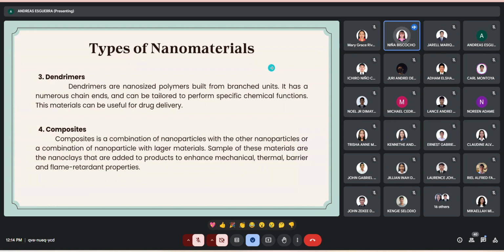Next is dendrimers. These are complex branched molecules that resemble tiny trees. Each branch can be customized to do a specific job, like delivering drugs in the body. Dendrimers are especially useful in medicine because their branching structure allows them to carry multiple drug molecules or target specific cells. And lastly, the composites.